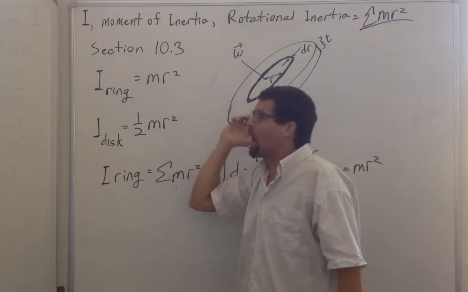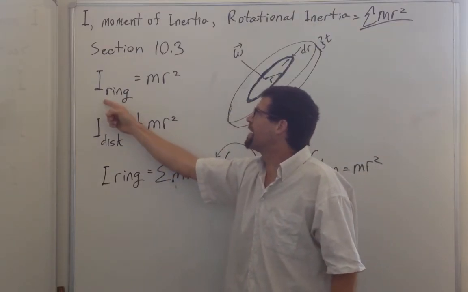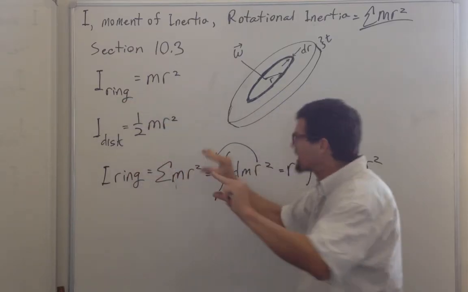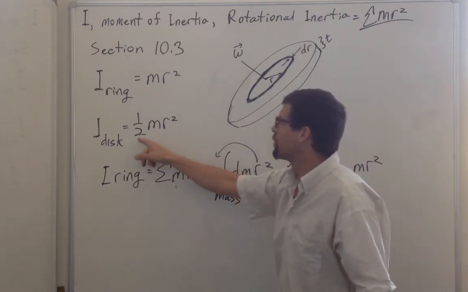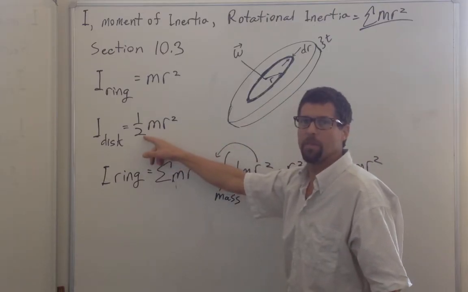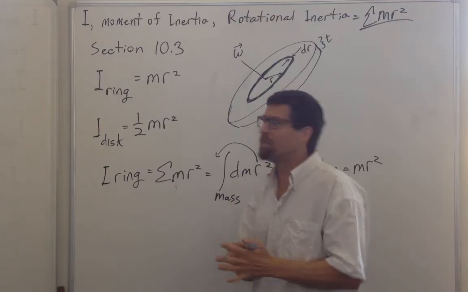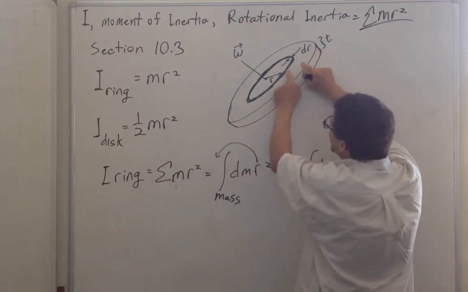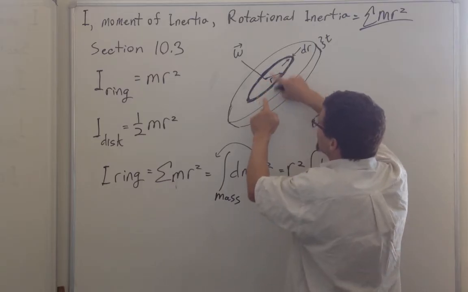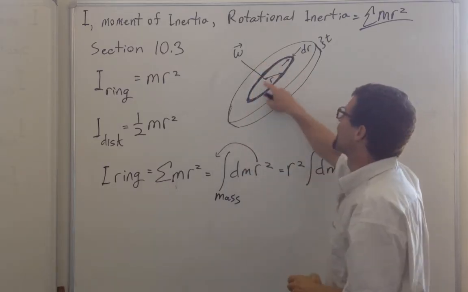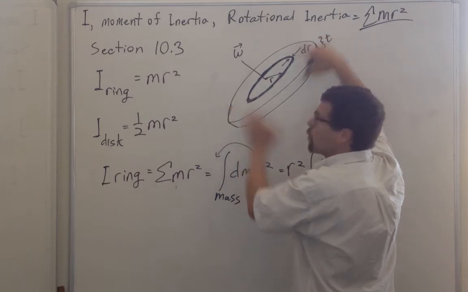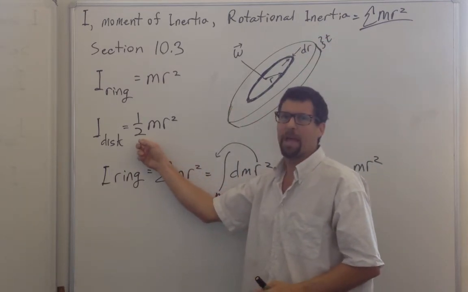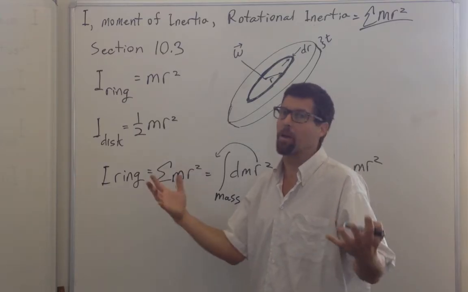So I want to find out why is it that if I have a ring, its moment of inertia is mr squared, but if I have a disk, its moment of inertia is only 1/2 mr squared. And conceptually, we should be able to see that because if you have a disk, some of the mass is at a smaller radius. And so it's going to be easier to turn, or it's going to have less energy than if all the mass were out at the full radius. But where does the 1/2 come from? And how can we find these moments of inertia for an arbitrary shape?